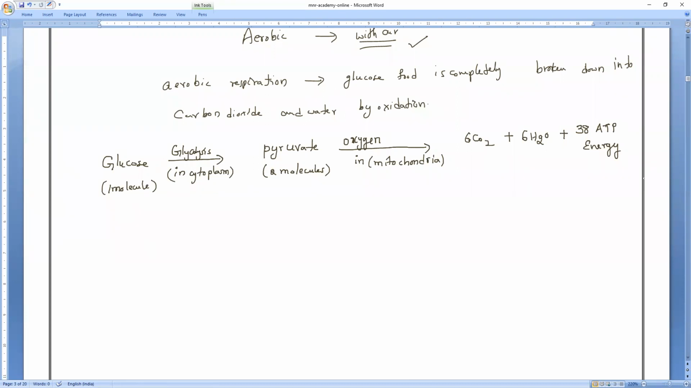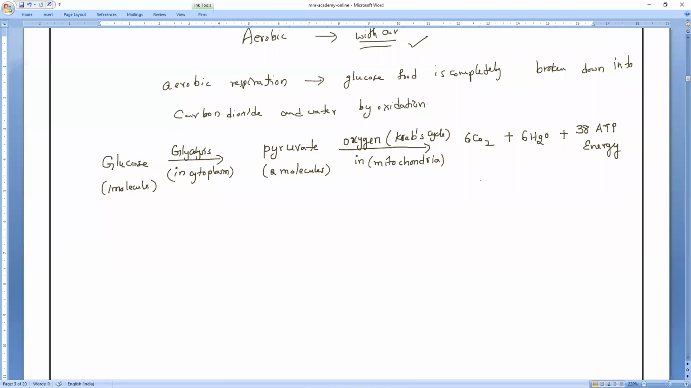Of course, you don't need to worry about the name, but I'm just saying: the formation from pyruvate to energy, carbon dioxide and water, this cycle is called the Krebs cycle. If you don't remember it, nothing will happen, but just remember. In 12th class you will get this again. That is what I'm saying.